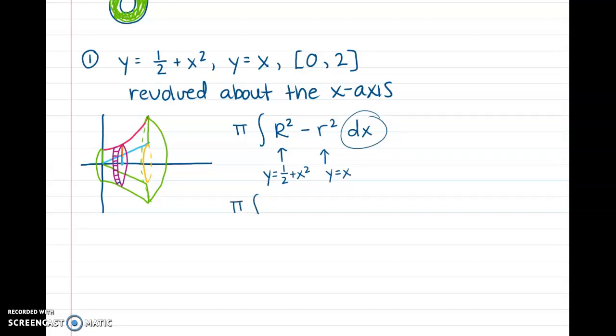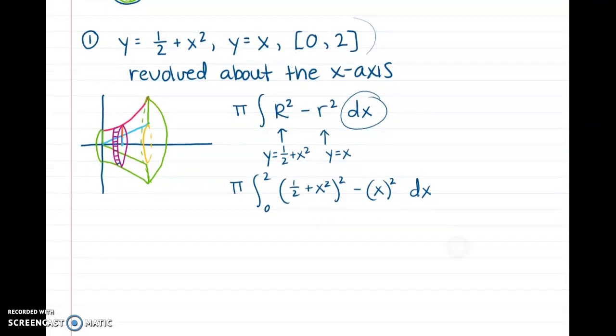So we have pi times the integral, in terms of x, from 0 to 2, of (1/2 plus x squared) squared minus x squared dx. Technically, this encompasses the outside volume with the pi, and this encompasses the inside volume when we're subtracting, to get just the washer, if you think of something with a hole in the middle.